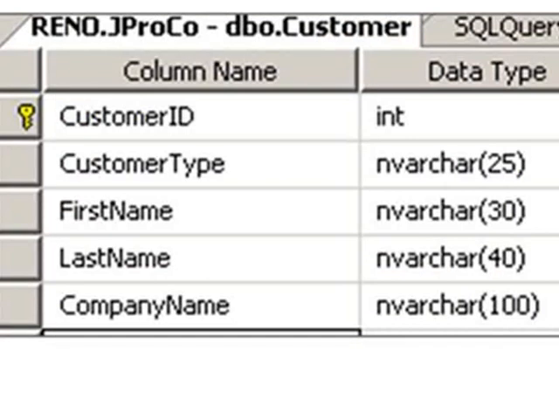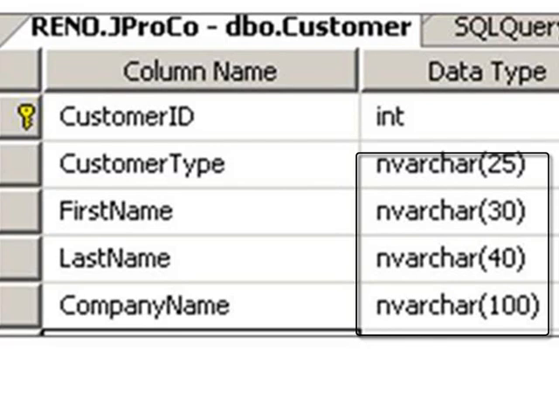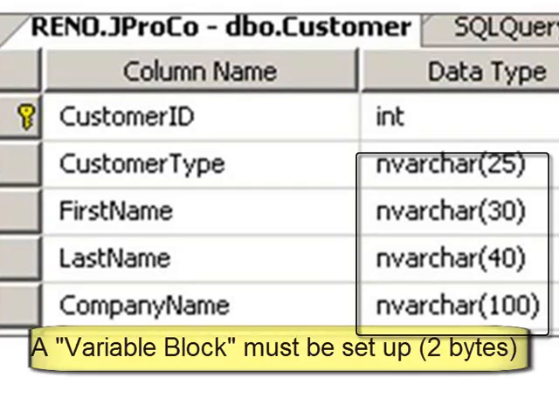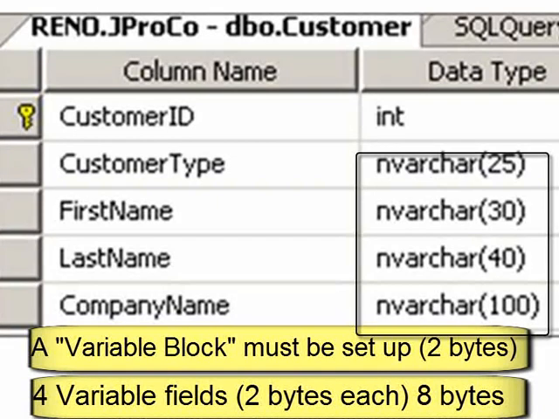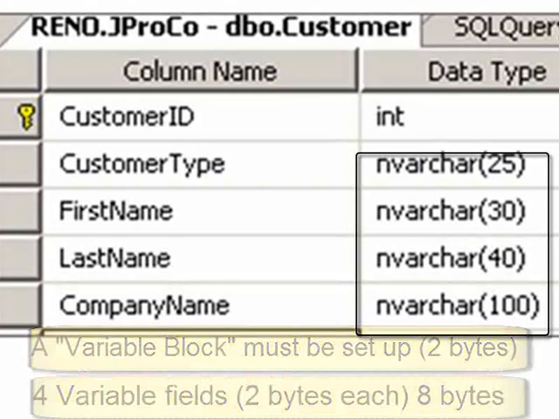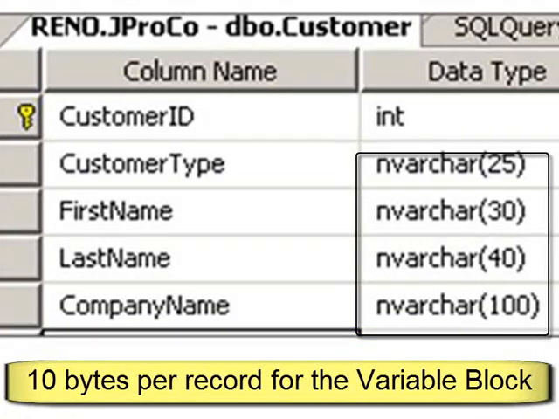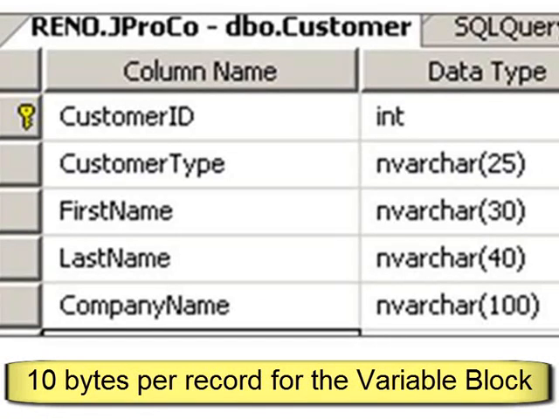Let's take a peek at the customer table's design. 5 fields total. Looks like 4 of the fields are variable length data types. So, we've got to set up a variable block. That costs 2 bytes. Then, we have to spend 2 more bytes on every single piece of variable length data. We've got 4 of them. That's 8 more bytes. Therefore, on each record of the customer table, the variable block will take up a total of 10 bytes.